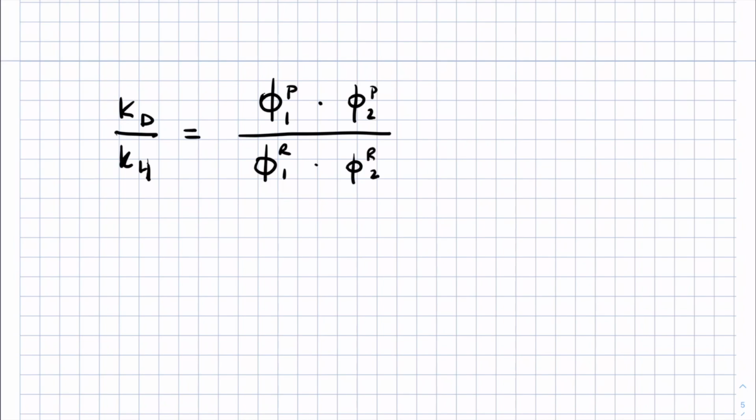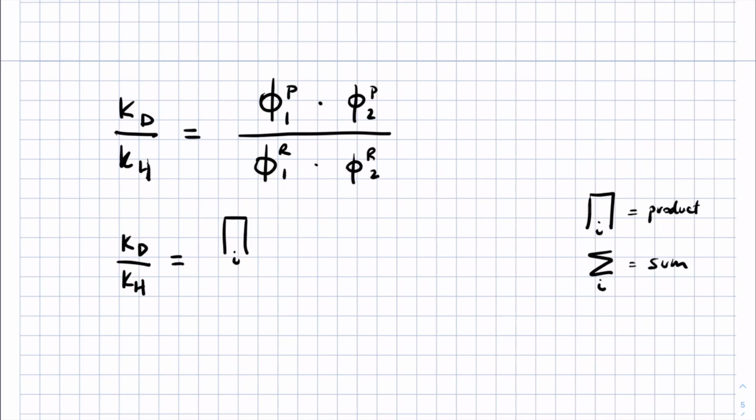Now, this is true for an arbitrary number of sites in one or many molecules that are reacting. And so to generalize, we're going to use the symbol pi. The symbol pi means the product of a bunch of stuff, just like the symbol sigma means the sum of a bunch of stuff. So the product of all the individual fractionation factors for products divided by the product of all the individual fractionation factors for reactants.